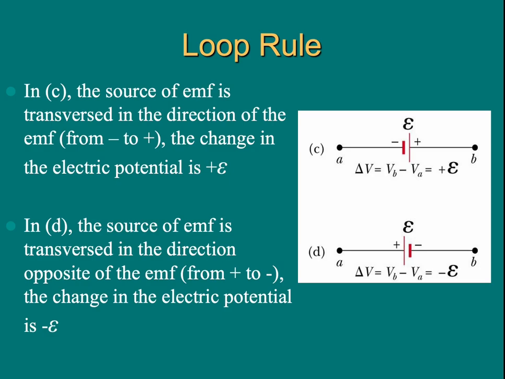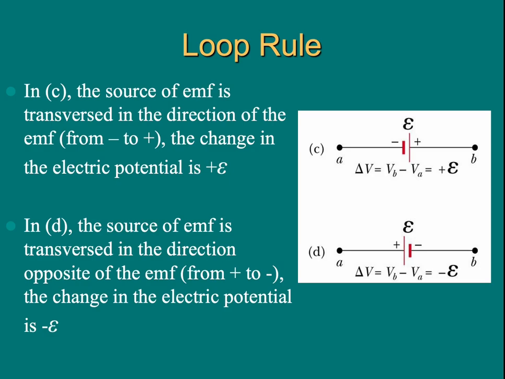Now let's discuss the loop rule for a battery. We still keep the loop going from A to B. Now if from A to B we travel from the negative terminal of the battery to the positive terminal of the battery, then we would have a potential increase equal to the potential of the battery, which is intuitive because B would be at higher potential compared to A. So when we travel from A to B, we're going to have a potential increase.